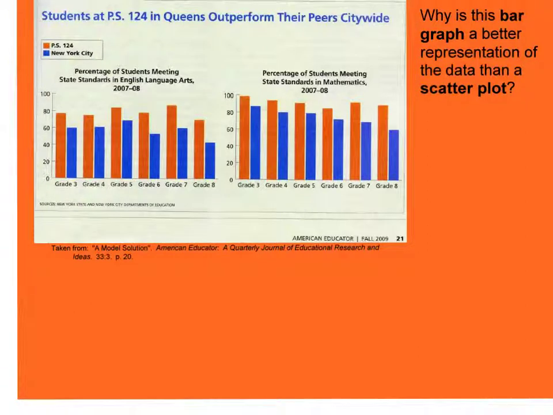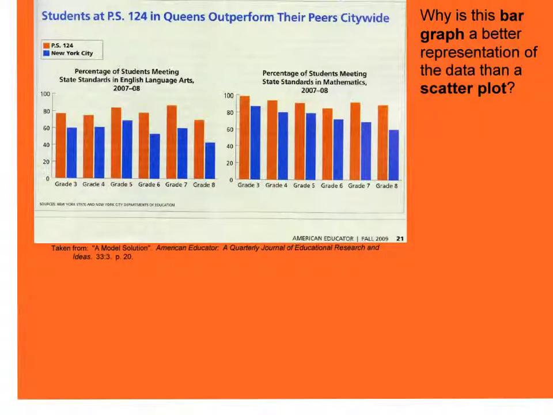Here we have students at PS 124 in Queens, Public School 124, outperform their peers citywide. So here's our graph. And why is this bar graph a better representation of data than a scatter plot? So go back to your notes. Bar graph is really good at what? Categories. And we have our categories, which are our grades, and then also Public School 124 versus New York City. And what they really are showing is comparisons.